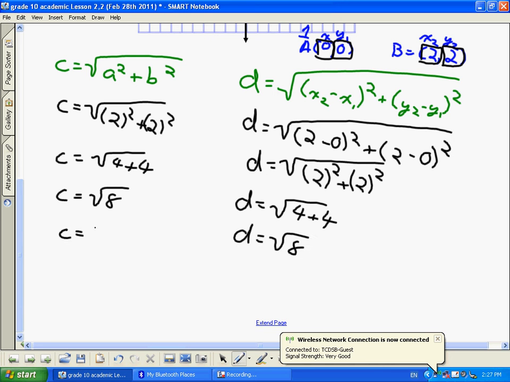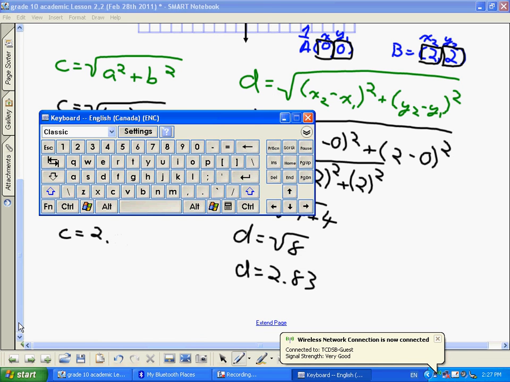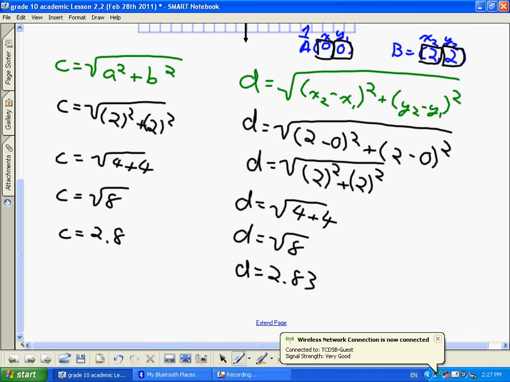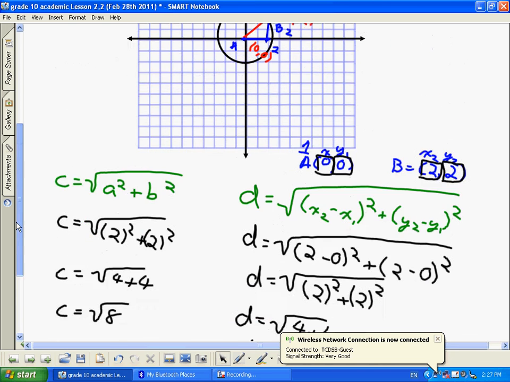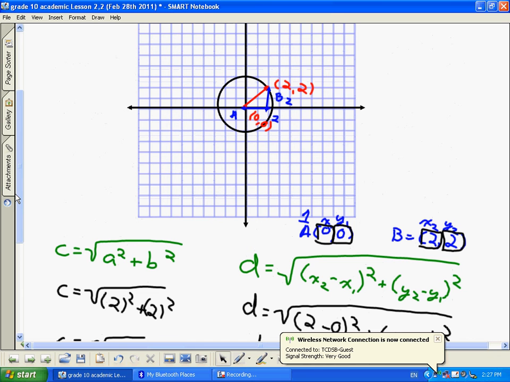The square root of 8 is 2.83. So we found the exact same distance for the radius. That means this line segment here, our radius, is 2.83. My circle is a little free-handed, but it's about right. We're almost at the 3 point there, and a little below.